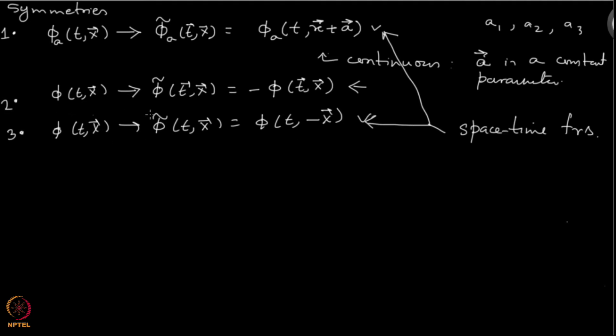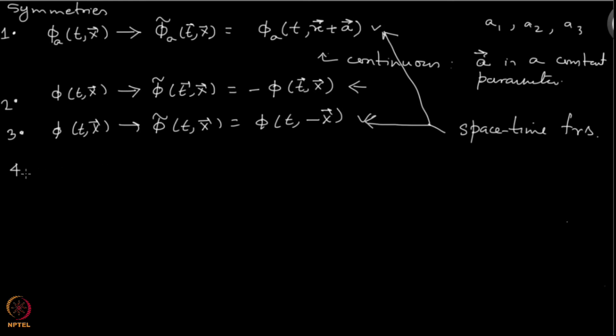And this one is clearly not a space-time symmetry. It doesn't involve any change in the space-time points. So your new field configuration is not related to the original field configuration by some space-time transformation. These ones are called internal transformations, or internal symmetries. If your action is invariant under such a transformation, you say your system has an internal symmetry.